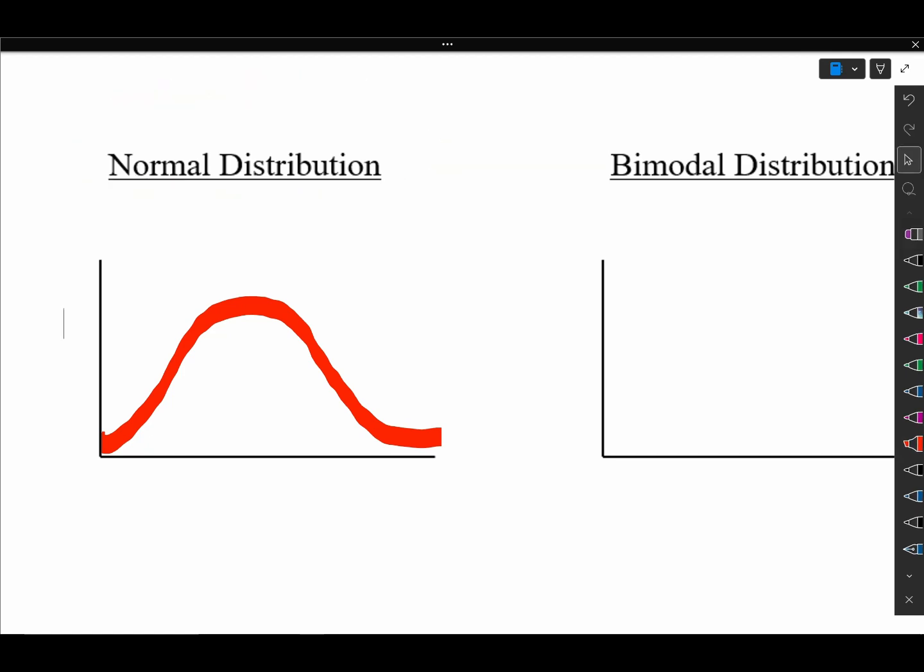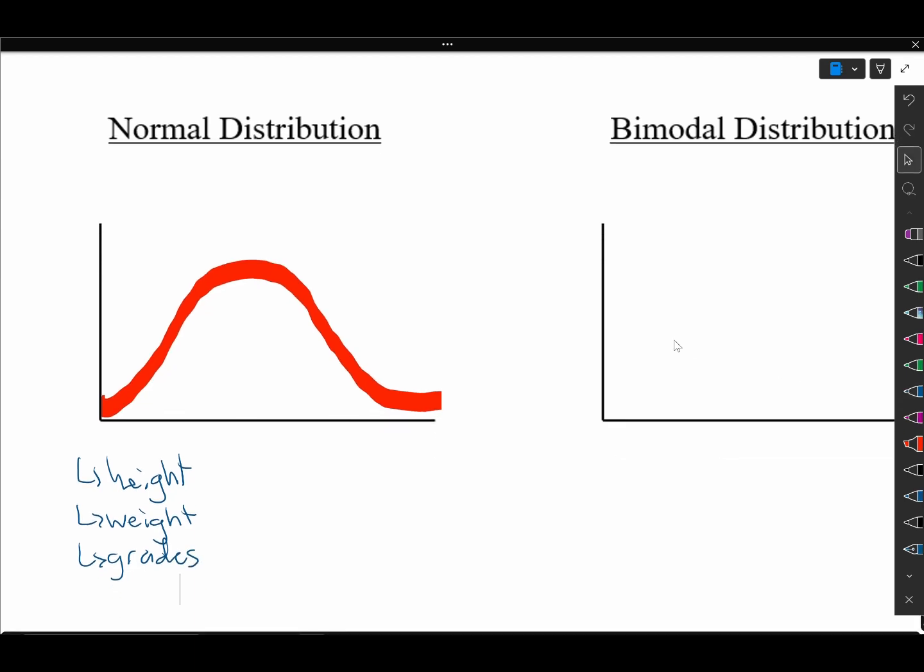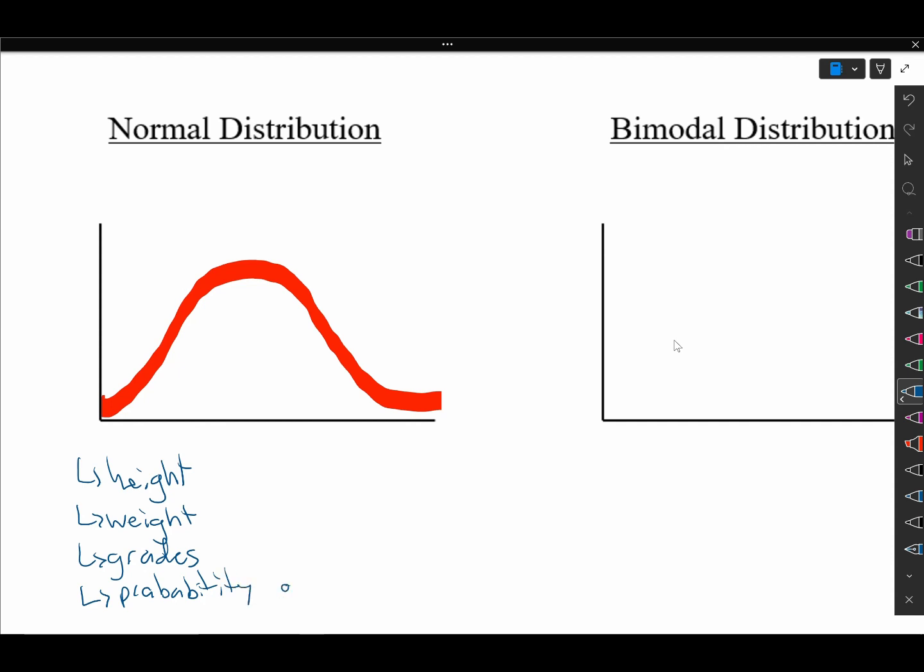Now, a normal distribution comes into play often when we're working with randomness. So if we're working with, say, the heights of a certain group of people, let's say we're working with the weights of a certain group of people, let's say we're working with grades of a group of people, or let's say we're working with, to call back from a previous lesson, the probabilities of rolling certain sums of 2 dice.